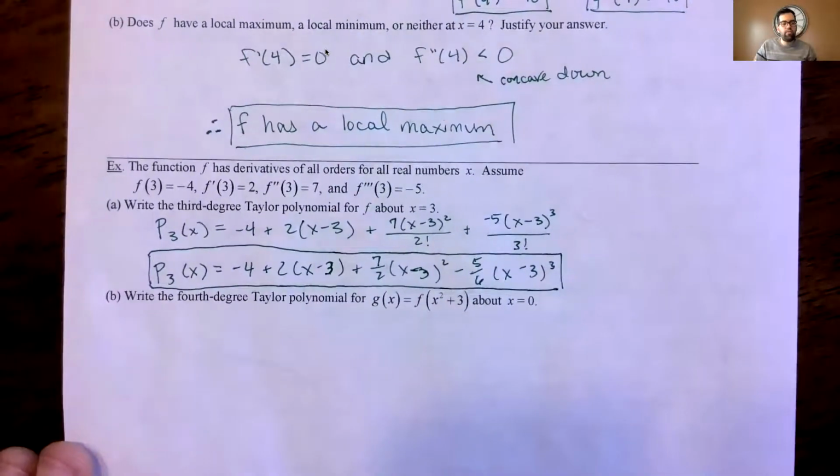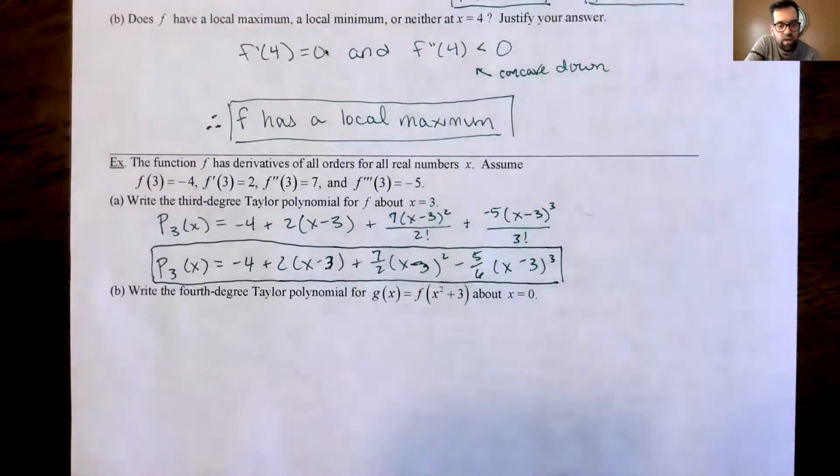Letter B, write the fourth degree Taylor polynomial for g of x. So we don't know anything about g, except that it equals f of x squared plus 3 about x equals 0. All right, so this question is a little bit complicated. I'm going to show you the long version of the work that I don't expect you to write down, that I originally did when I was solving this question. And then we're going to talk about the simpler way to do this.